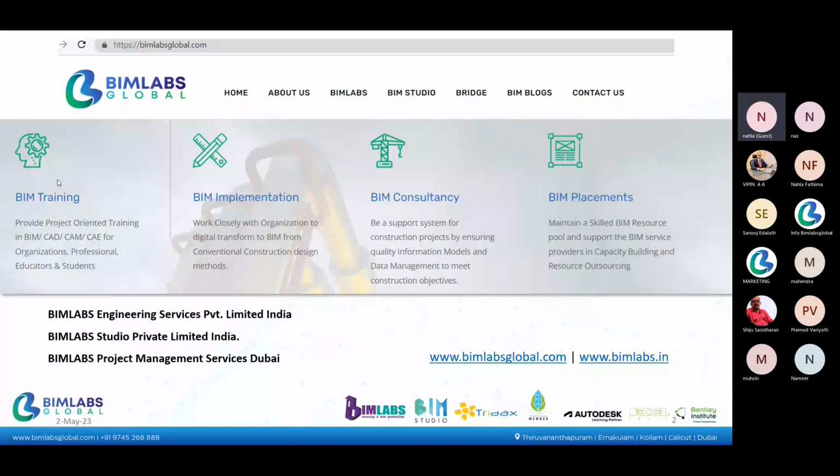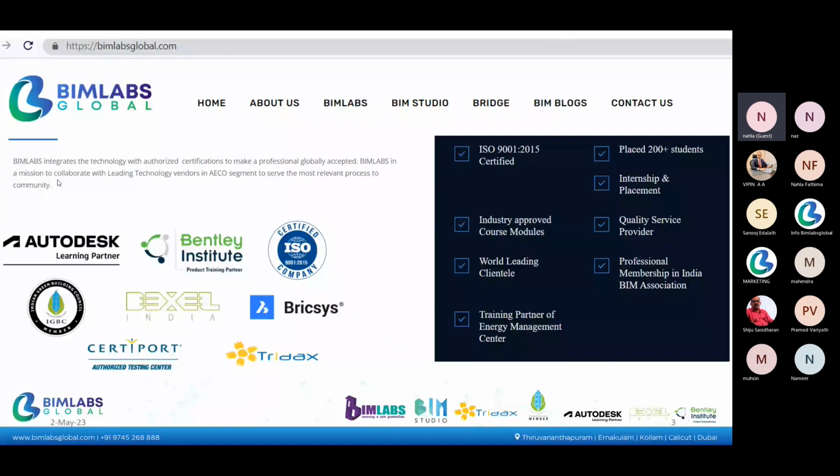I'll move on to certain certifications that BIM Labs Global has. We are authorized academic partners of Autodesk. We also have the Indian Green Building Council certification, which is a certification for sustainability. Then we have the Bentley certification. Bentley is the parent company of STAAD Pro, which is a structural analysis software. We even have a professional membership in India BIM Association and several other certifications. So not going much more into that, let's go into our topic of the webinar.